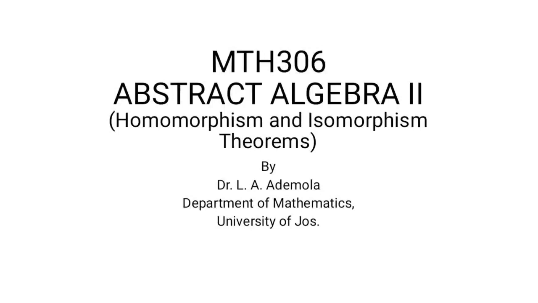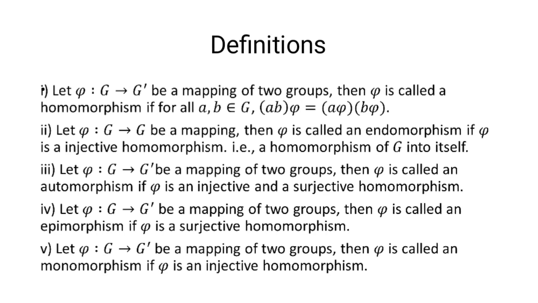MTH 306, Abstract Algebra 2. We continue with the other aspect of Chapter 1, and we'll be considering homomorphisms and the various forms of phisms, as you would later discover, and isomorphism theorems. Like I said, we'll be considering the different kinds of phisms: homomorphism, endomorphism, automorphism, monomorphism, and epimorphism. So what do I mean by that?